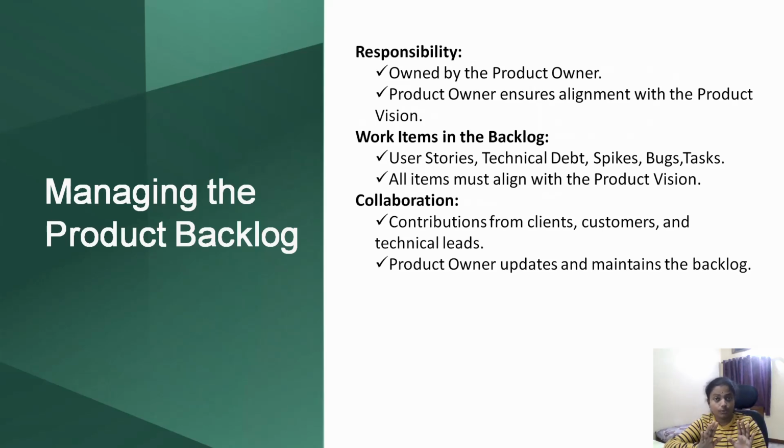The product owner always ensures that we are completely aligned with the product vision when we are making this product backlog. It's very, very important. Work items in the backlog can be user stories, technical debt, spikes, bugs, tasks, all these items. We will discuss all these topics in detail. Please do not worry. We will get into each and every topic in one session. All items must align with the product vision. Of course, we discussed this in the responsibilities as well. The product owner will also ensure the work items always align with the product vision.